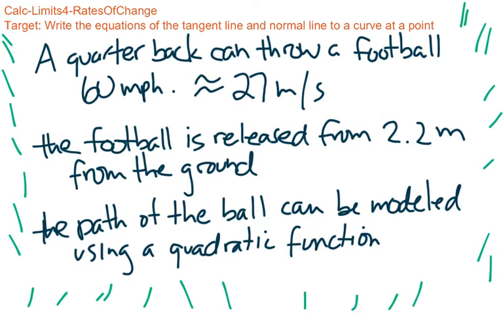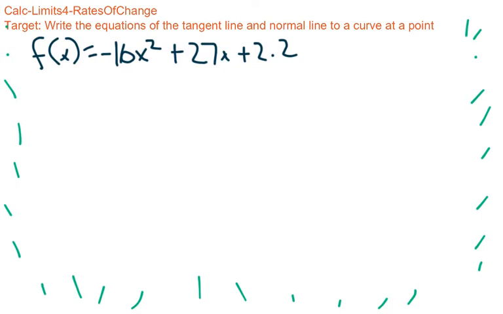Yeah. I figured you knew that stuff. So check this out. I'm going to take that 27 meters per second, the velocity, and the 2.2 meters, the position of the ball when it's released from the quarterback's hand, and the path of the ball along with gravity, and model it by this quadratic function. Just to break that down, this is gravity acting upon the ball. The 27x is 27 meters per second, and the 2.2 is where it starts. So if you plug in 0 for x, you get 2.2, where it gets released.